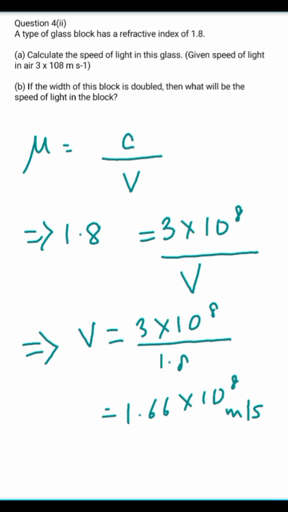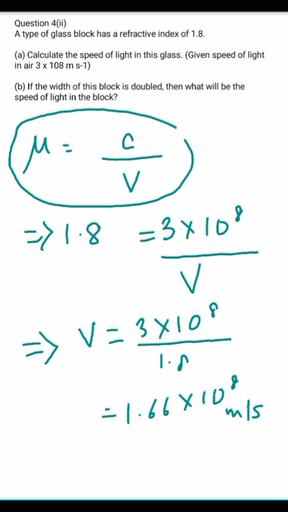Now the next question is, what will happen to the speed of light if the width of the block is doubled? In the formula, can you see anything related to the thickness of the glass? No. So the speed of light will remain same because it does not depend upon the width of the object. Okay, this is what you have to write.